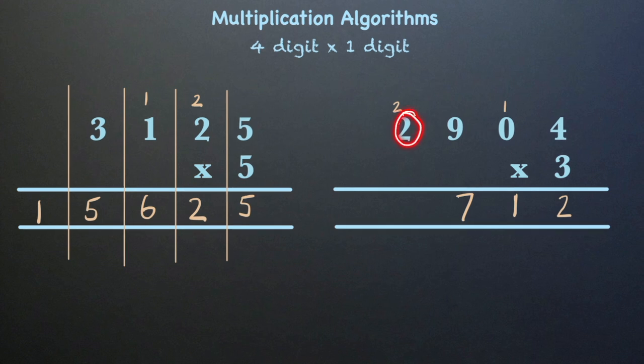2 thousands multiplied by 3. 2 times 3 is 6. So we've got 6 thousands plus 2 more. So that's going to make 8 thousands. And I just write that simply in there. And there's my answer, 8,712. And that's how I recommend learning 4-digit by 1-digit multiplication algorithms.